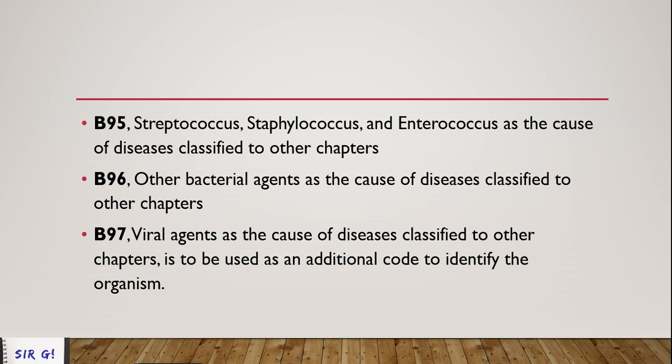You have your viral agents as the cause of diseases classified to other chapters, to be used as an additional code to identify the organism. Now, when we say viral agents, the common example here is your coronavirus.